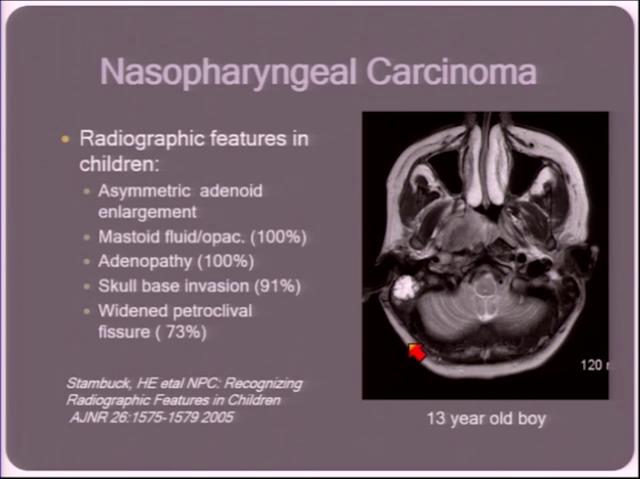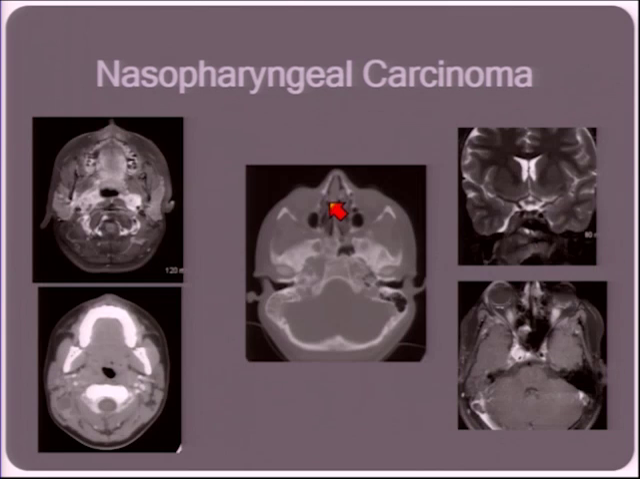Here's a 13-year-old boy that illustrates all of those findings that were nicely laid out in that article. He has a lateral nasopharyngeal mass posteriorly on the right. There's fluid in the mastoid air cells from eustachian tube dysfunction. A little bit lower down, we can see these retropharyngeal lymph nodes. They're not huge, but they're abnormal because they're necrotic. There's a cystic jugular chain node.